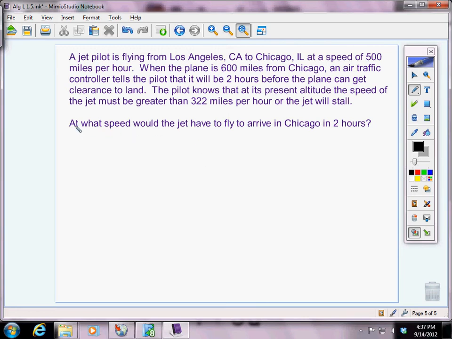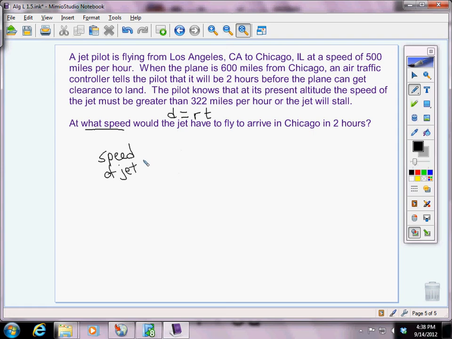So our goal here is to figure out which speed the jet's going to have to be traveling at. Again, we're wondering about the speed of the jet. When we talk about speed, hopefully what comes to mind is our formula: distance equals speed, which we refer to as rate, times time. So this rate here, that's our speed. So we have this formula. Maybe we can use this formula to figure it out.